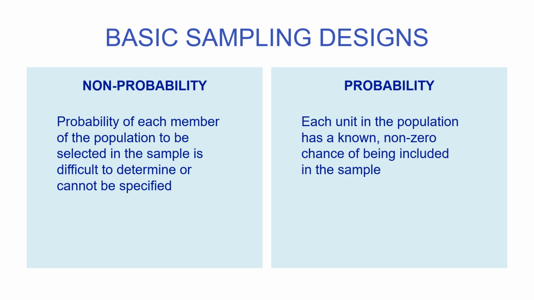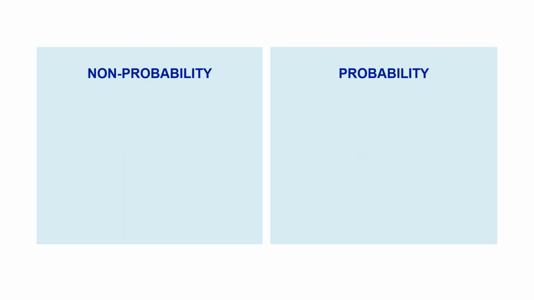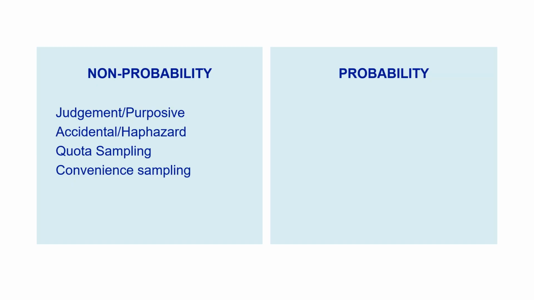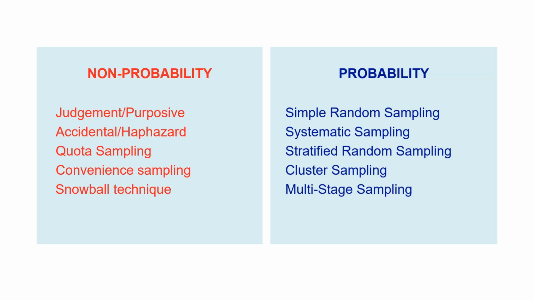On the other hand, in probability sampling designs, each unit in the population has a known non-zero chance of being included in the sample because it specifies rules and procedures for selecting the samples. The inferences drawn are valid and generalizable to the larger population. So these are the non-probability sampling designs and the probability sampling designs.